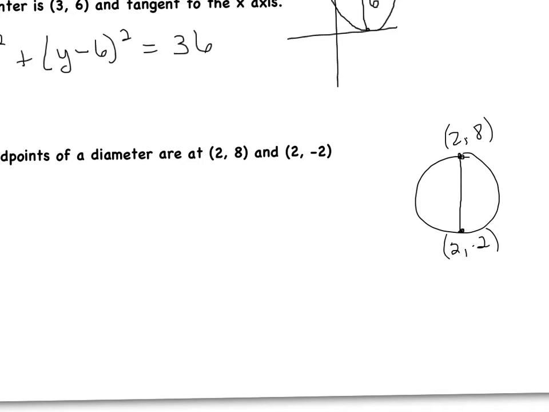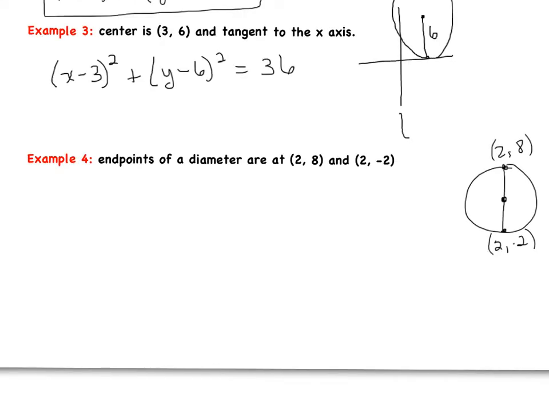Now we know that the radius is half of the diameter, so our midpoint is the center of our circle. So we need to remember our midpoint formula. For the x value, we add x1 plus x2 and divide by 2. And for the y value of our midpoint, we add y1 and y2 and divide by 2. So our midpoint is 4 over 2, which is 2, and 6 over 2, which is 3. Our midpoint is also our center.